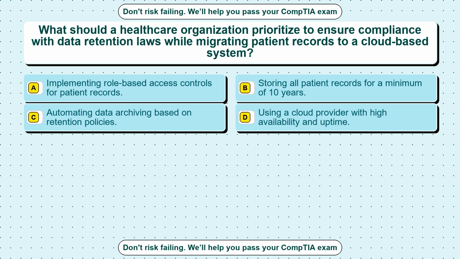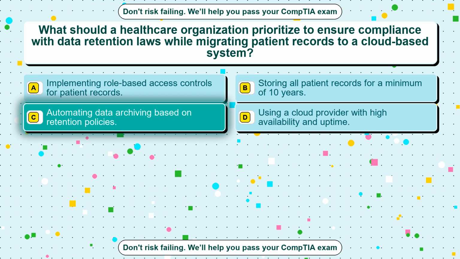Question 18. What should a healthcare organization prioritize to ensure compliance with data retention laws while migrating patient records to a cloud-based system? Option A, implementing role-based access controls for patient records. Option B, storing all patient records for a minimum of 10 years. Option C, automating data archiving based on retention policies. Option D, using a cloud provider with high availability and uptime. The correct answer is option C.